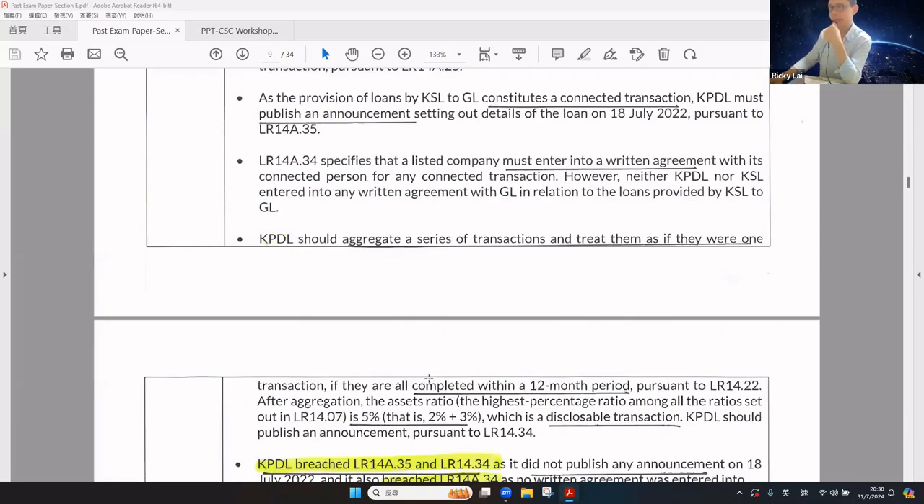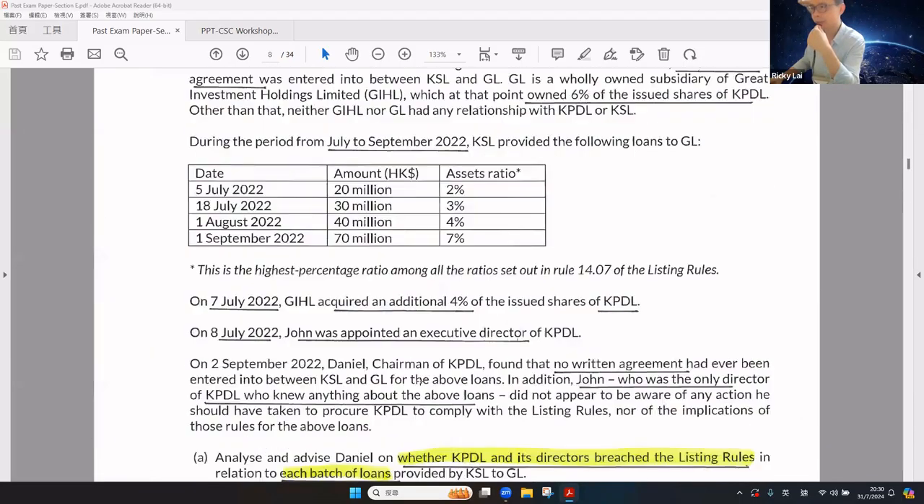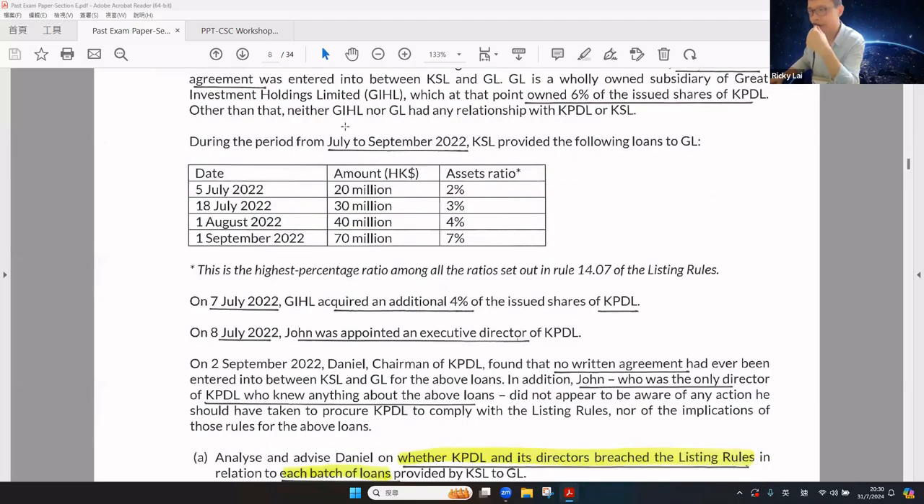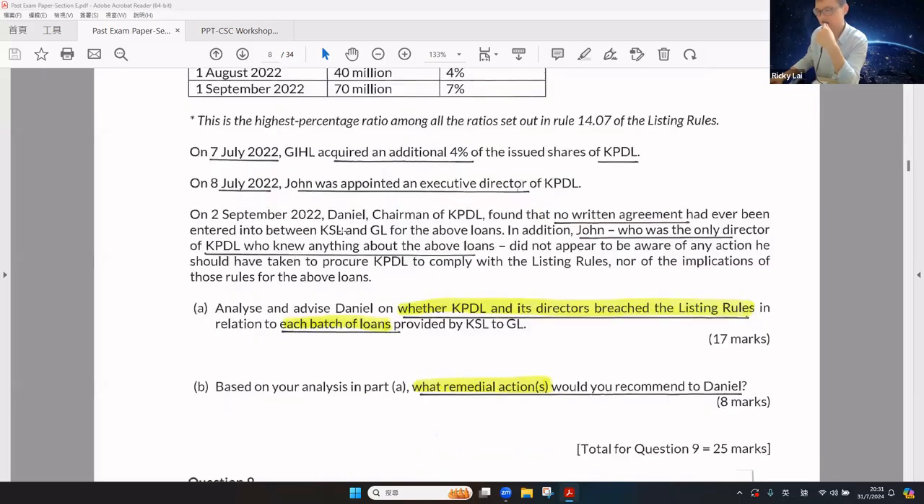Okay, so you can see the answer is very, very comprehensive. One of the conditions is that you must really understand the question requirements, and you should identify all the key issues from the middle part of the scenario. In particular, you need to prepare the summary table on the final result of the asset ratio, and then use Chapter 13, 14, and 14A to evaluate the whole question.